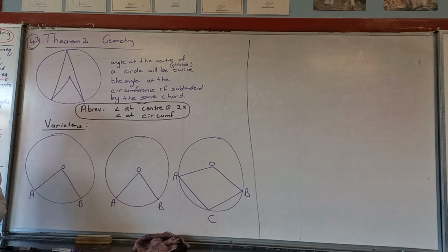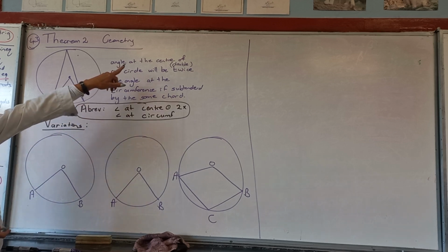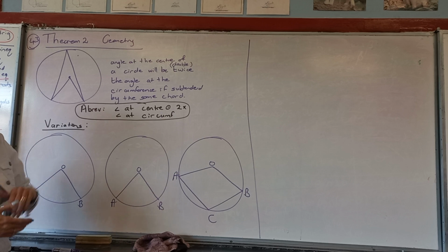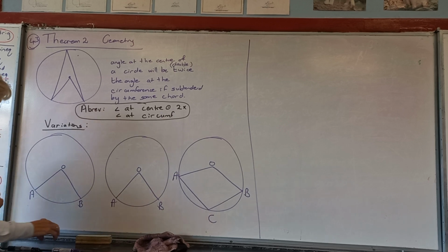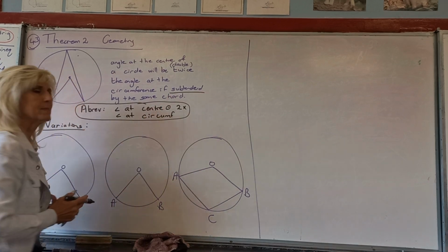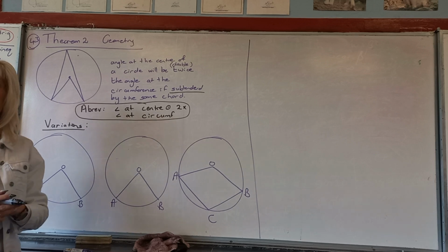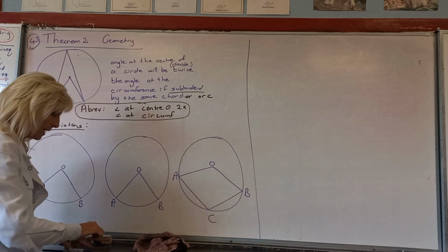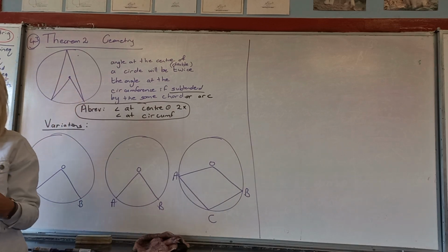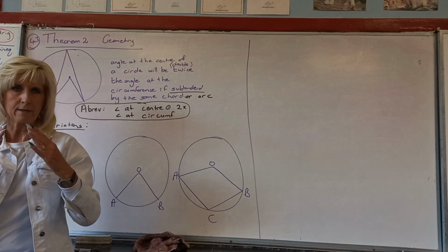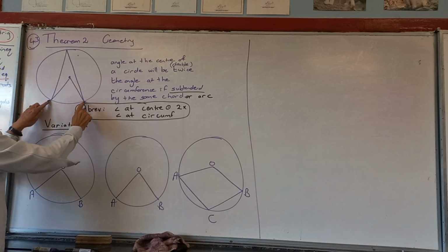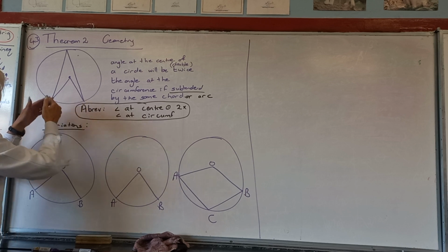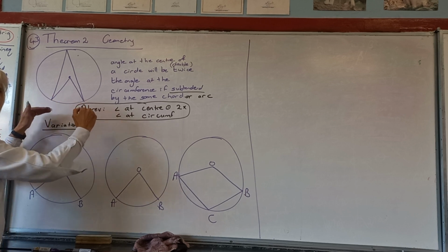The second theorem says, the angle at the center of a circle will be twice the angle at the circumference if, big word, subtended by the same chord or arc. Now if I talk about subtend, it means like pitching your tent. If you're pitching the tent, this is the piece that's subtending it. It's underlying it. It's making the anchors if you want to.